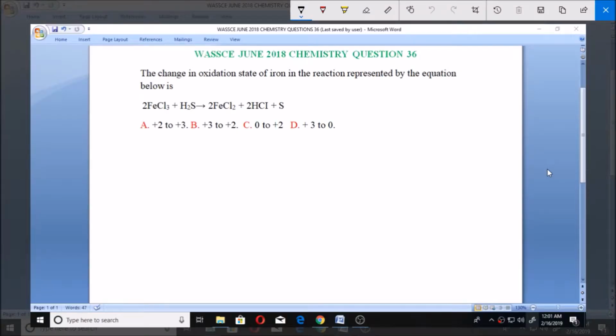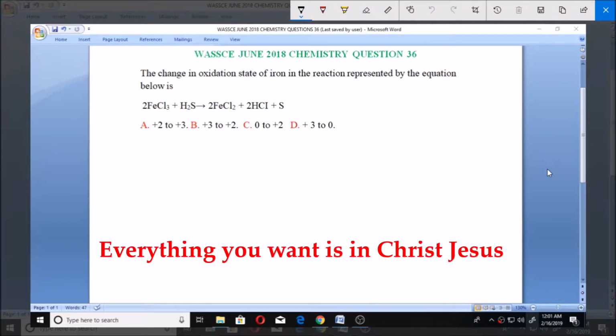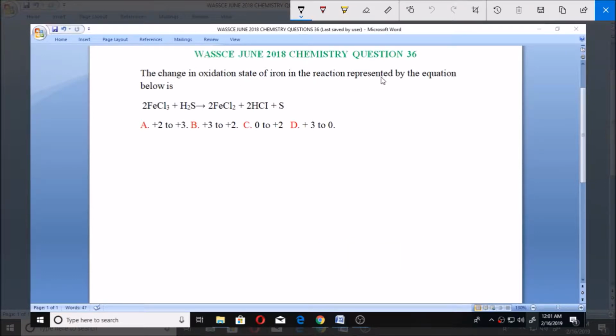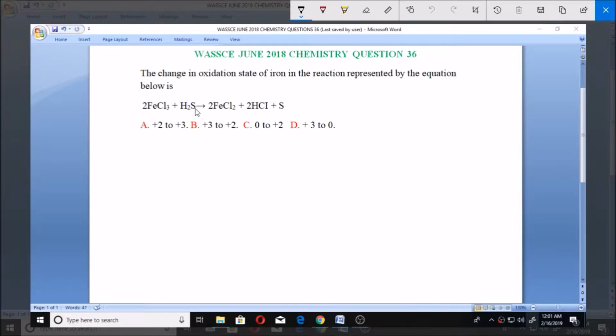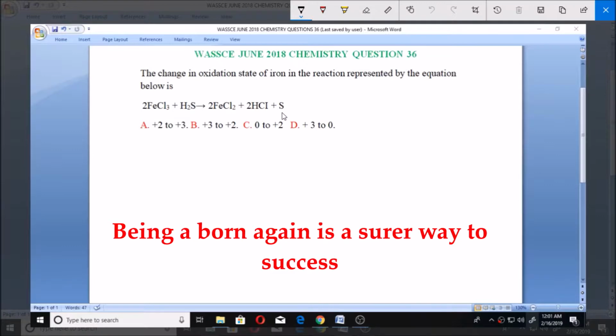Hello, let's look at this question 36 for WAEC Chemistry 2018. The change in oxidation state of iron in the reaction represented by the equation below is, the equation is 2FeCl3 plus H2S to give 2FeCl2 plus 2HCl plus S.